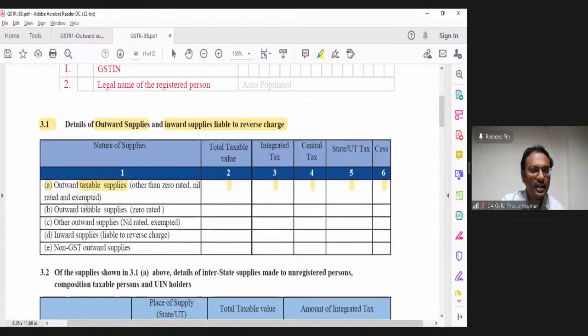Next, outward supply zero rated. My 3.1B, zero rated. This includes exports and SEZ supply. These two data I have to fill in my table number B. I repeat, SEZ supply and actual exports should be filled into this table number B. Why do I do that? Under Section 16 of the IGST Act, any exports out of India and any supplies to SEZ will be called zero rated. That information I need to fill here.